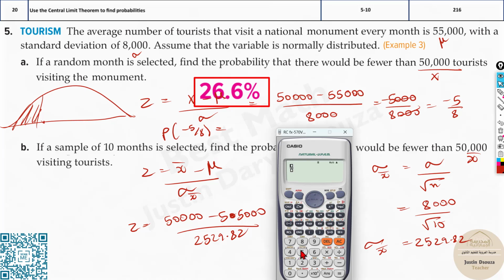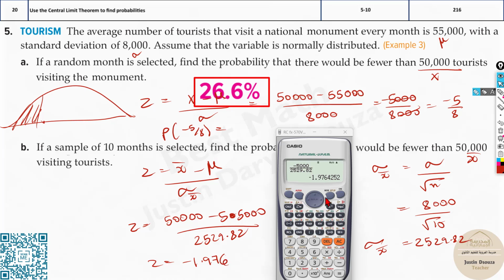And now we will use the z value. It is negative 5,000 because 50,000 minus 55,000 will be negative 5,000, divided by 2,529.82. And the z value is, now it's different. The z value is minus 1.976. And then what you do is we can just take about 3 decimal points. That's enough, or 4 also, but I usually take 3. Over here it's taken 2, but that's fine.